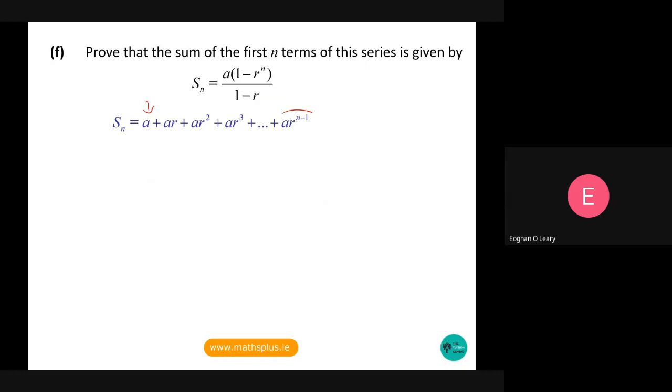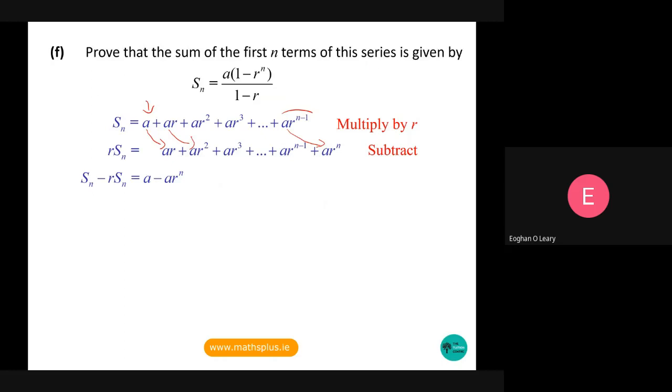Okay, we use this approach where we multiply both sides by r. So we get r times Sn is equal to, so what's happened here, a has become ar, ar has become ar squared, all the way up to the last one, where ar to the power of n minus 1 multiplied by r becomes ar to the power of n, because you're adding 1 to n minus 1. Now you use this idea where you subtract, and what you say is Sn minus r times Sn. So you're subtracting the second equation from the first.